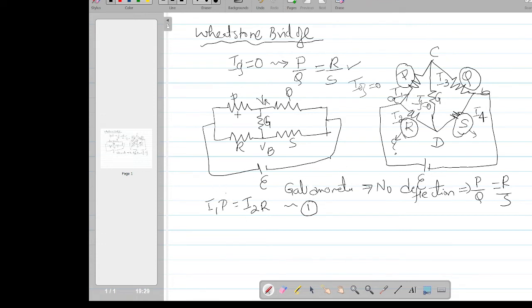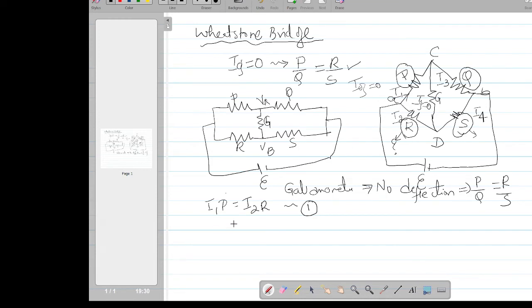So let me recall what we have discussed: the Wheatstone bridge consists of 4 resistances, and with the help of the Wheatstone bridge we can also calculate the value of an unknown resistance. The main working principle behind this is that we have to make the current flowing through the galvanometer 0. So I1P is equal to I2R.